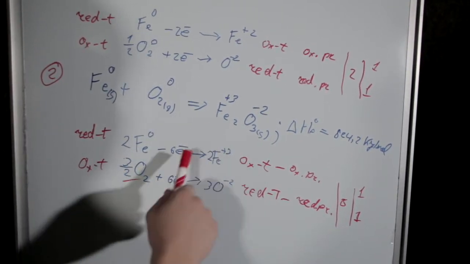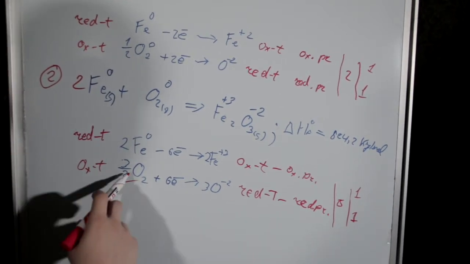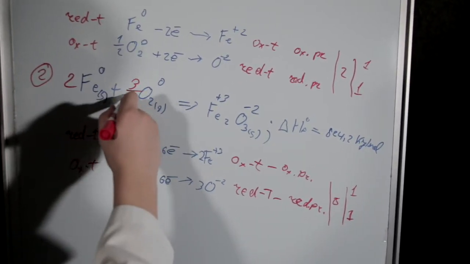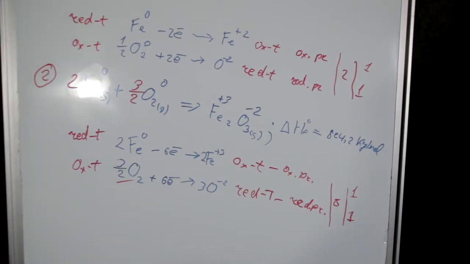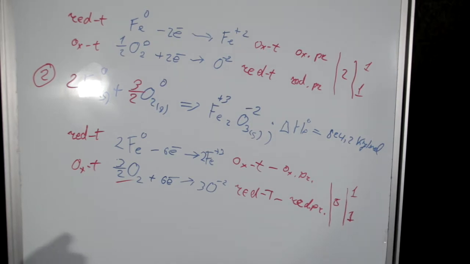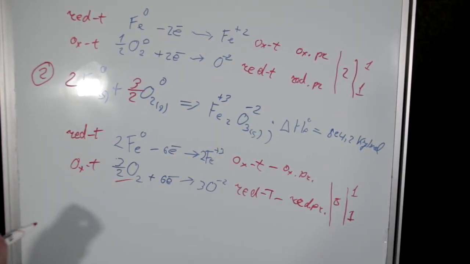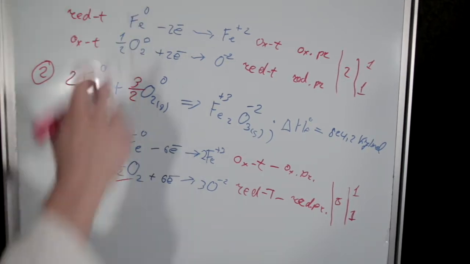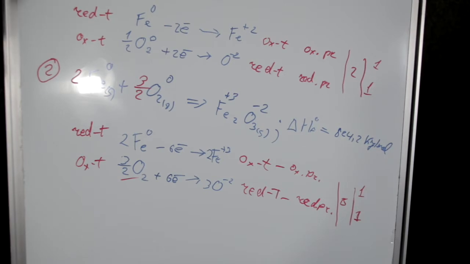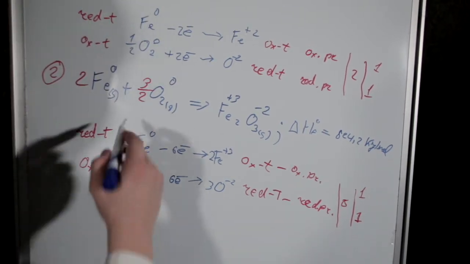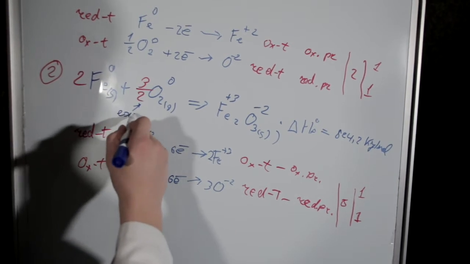So we have 2 here, and we have 3 over 2 here, and here we have 3. So the equation is balanced. But the fact is, in reality, we obtain a different iron oxide, like a combination between those two. So we can write a summary for all of this, in sufficiency and in excess.